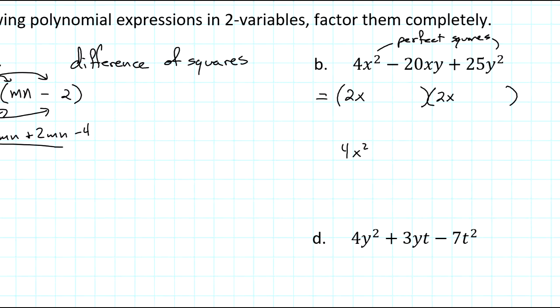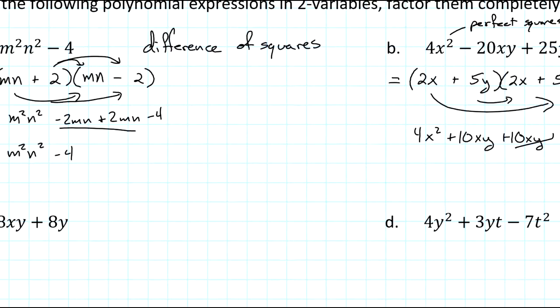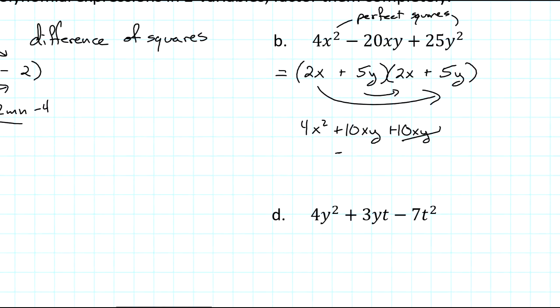All right, let's try again. 25y squared, 5y and 5y here. We'll try a plus, and we want it to be a positive 25, so maybe a plus again. If we do this, we get positive 10xy and a positive 10xy, and then our final term is going to be a plus 25y squared. But if we do that, we end up with a positive 20xy in the middle, so that's not quite right.